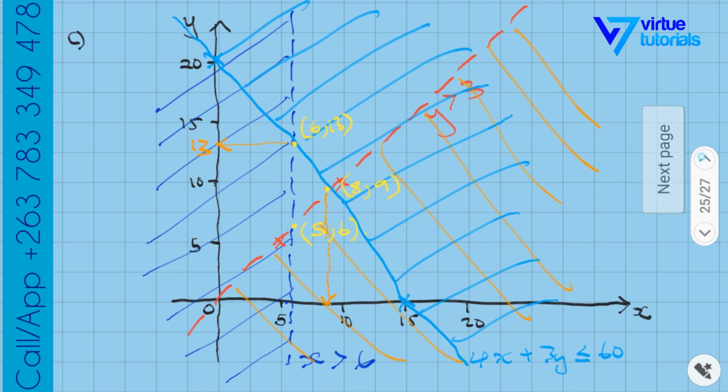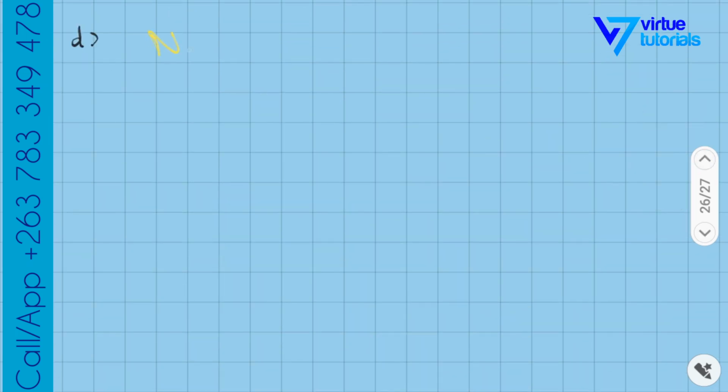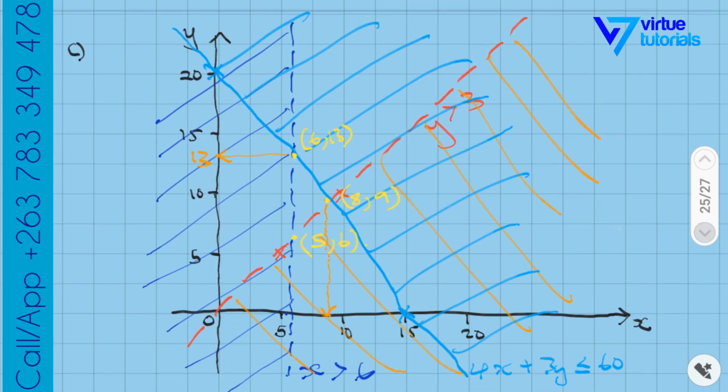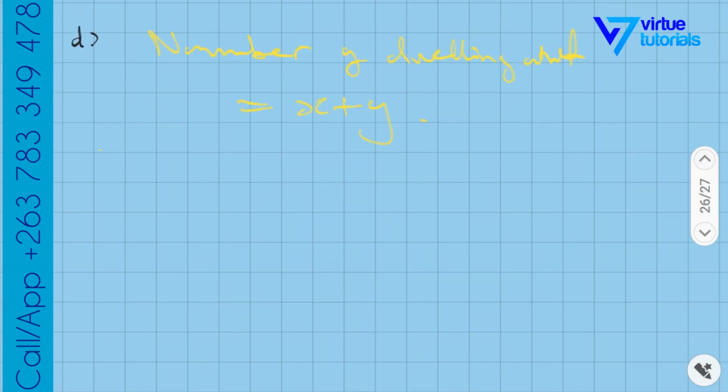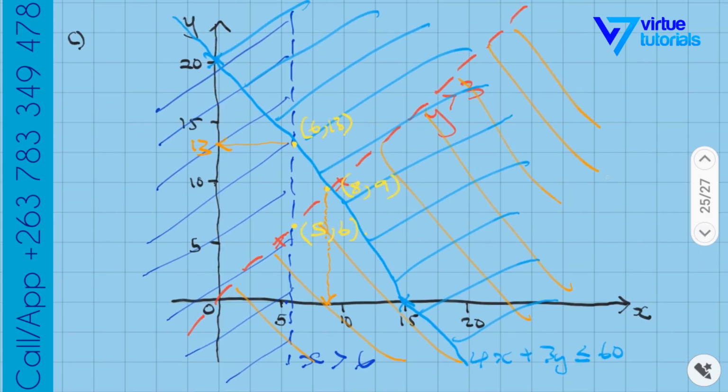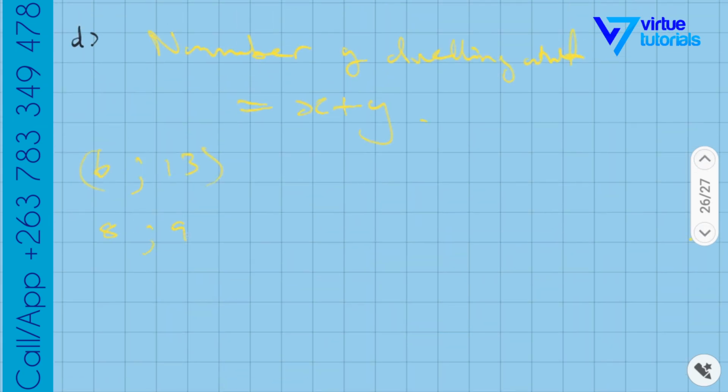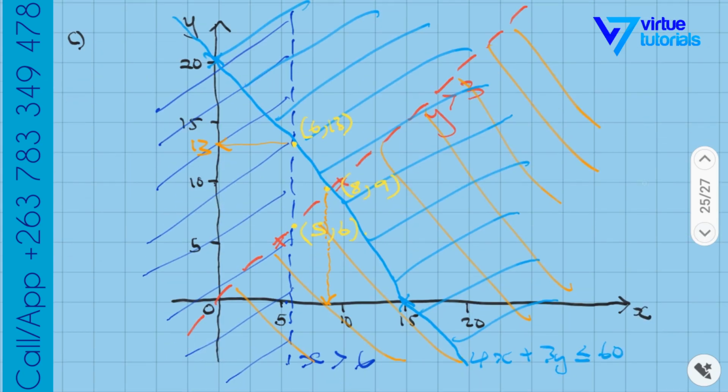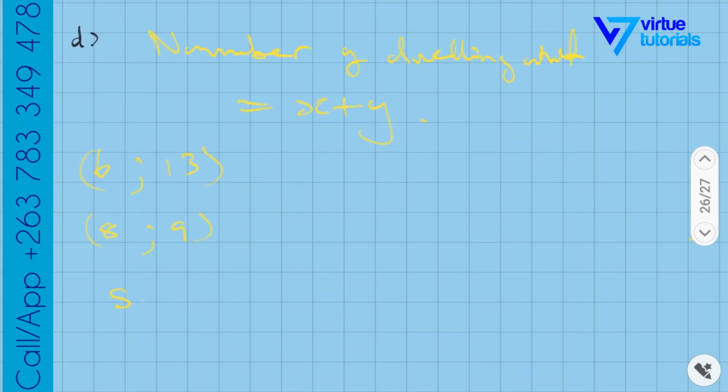So number of dwelling units is going to be number of houses plus flats, which is x plus y, right? So we're going to see of these 3 points: 6, 13; the other point is 8, 9; the other point is 5, 6. All these are x and y values, right? So we want the combination that gives us the largest number of x plus y.